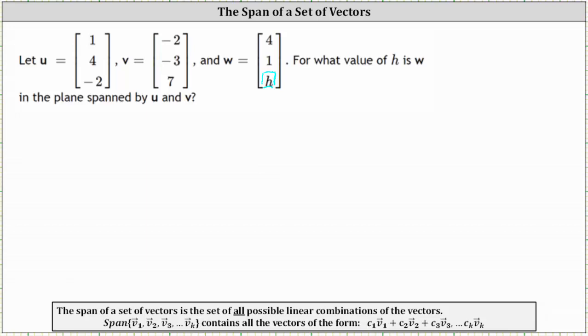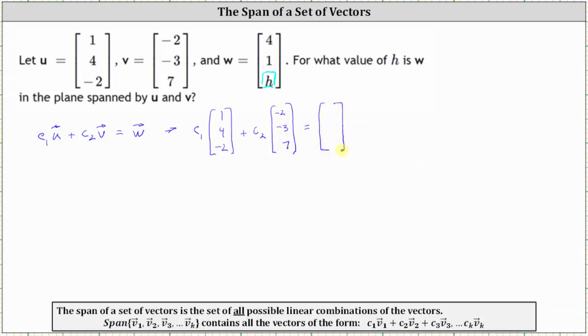exist two scalars, which we will call c sub 1 and c sub 2, such that c sub 1 times vector u plus c sub 2 times vector v must equal vector w. So if we fill in the vectors, we have the vector equation c sub 1 times the vector 1, 4, negative 2 plus c sub 2 times vector negative 2, negative 3, 7, and this must equal vector w, which is the vector 4, 1, h.